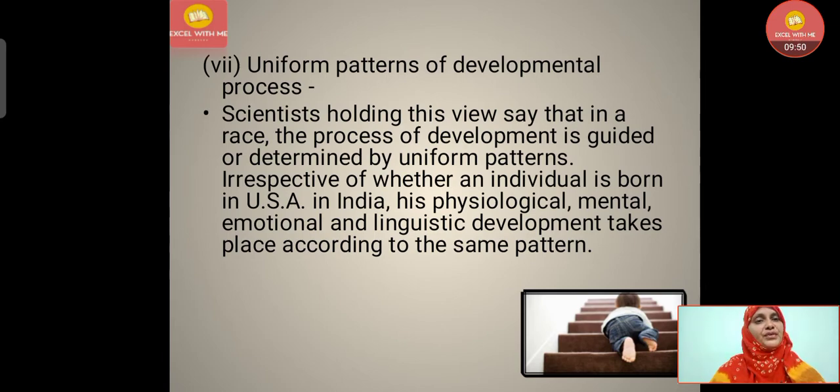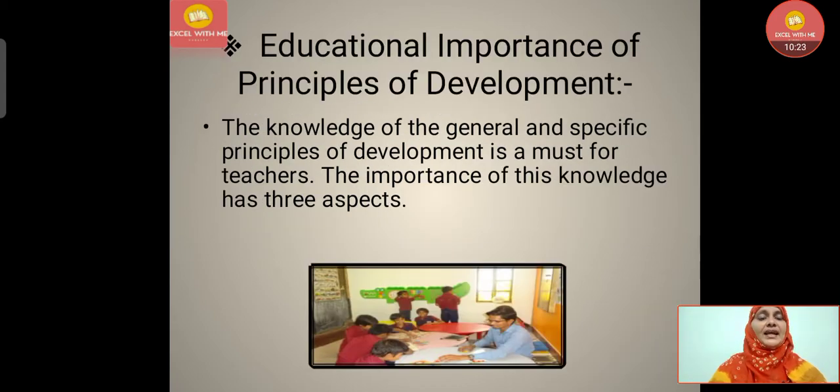Scientists holding this view say that in a race, the process of development is guided or determined by uniform patterns. Irrespective of whether an individual is born in USA or in India, his physiological, mental, emotional and linguistic development takes place according to the same pattern. For example, a child learns to climb the steps here, in other countries, everywhere, the pattern is the same. Now let's understand the educational importance of principles of development.